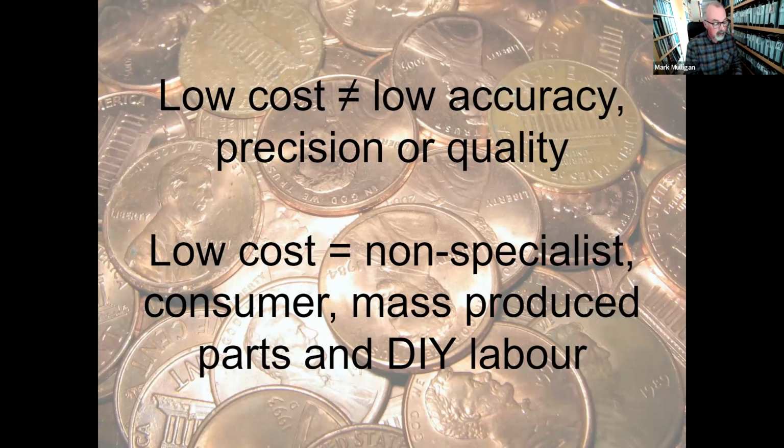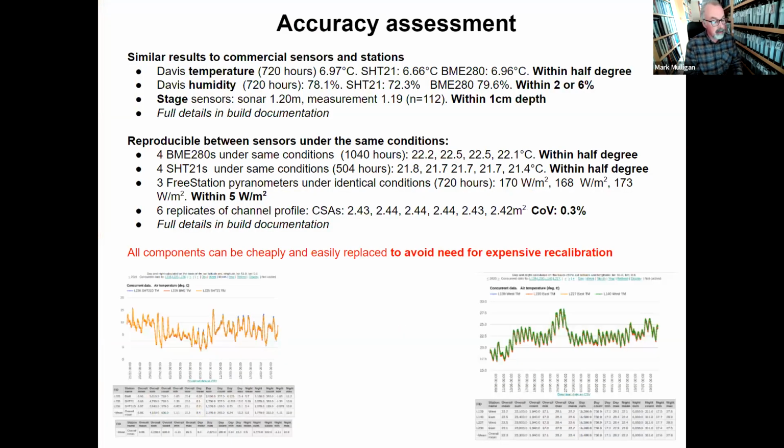Low cost actually means that we're using non-specialist consumer mass-produced parts and do-it-yourself or volunteer labor. And since mass-produced parts are cheap, that's where our low cost comes from. We're not relying on specialist components that are only used on weather stations. Here are some examples for you.